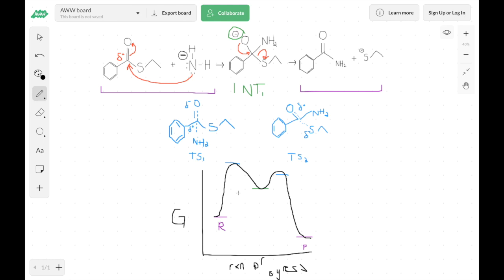So if you're ever in doubt, just remember that the transition states follow the same pattern as your reactants and products.